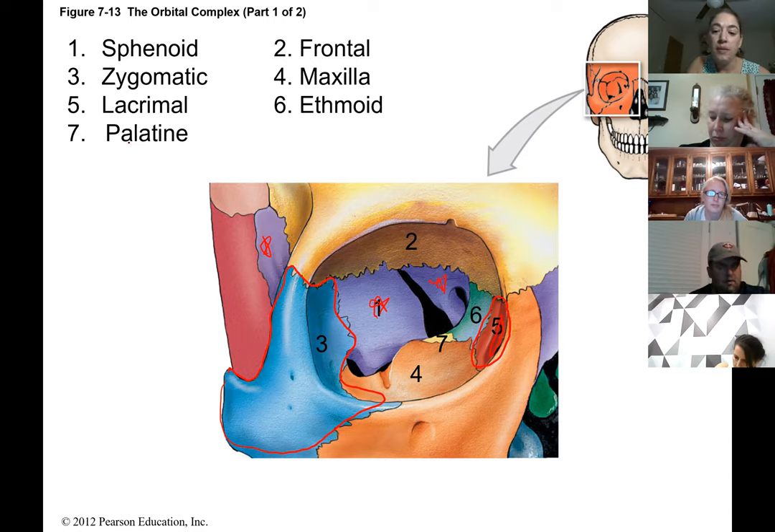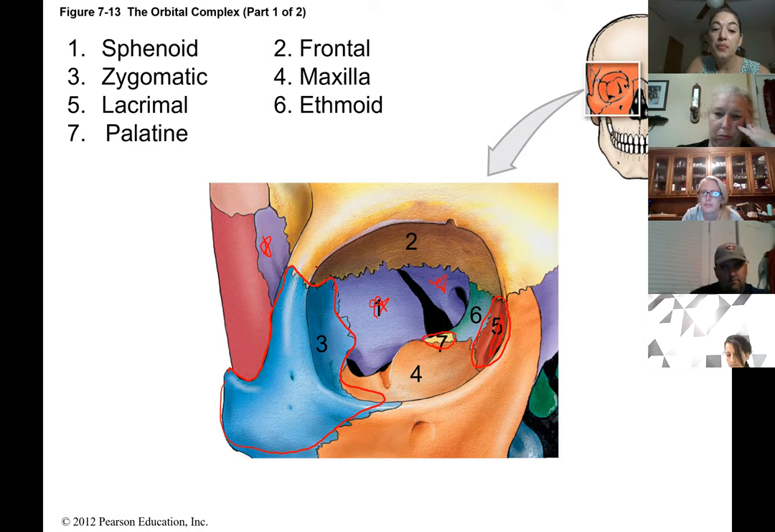Number seven. Oh, goodness. This is really stretching it. That's a little tiny part of the palatine bone. Again, that's such a tiny little sliver of the actual bone. There's better pictures of the palatine bone. I would never use this picture to identify the palatine bone. Okay, that's a promise.